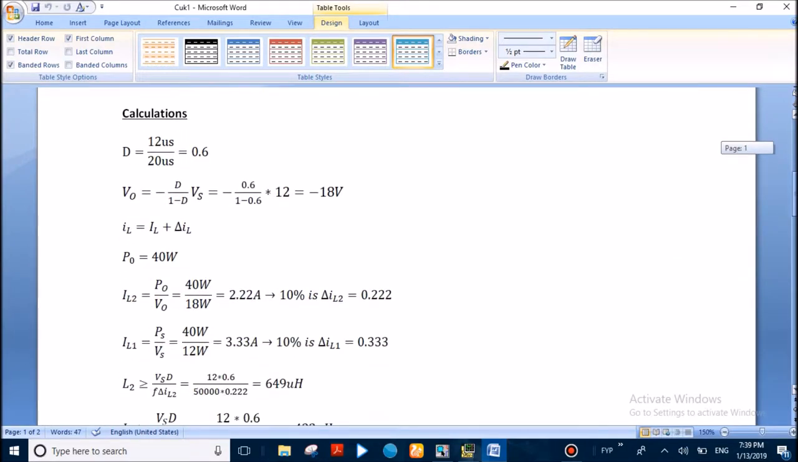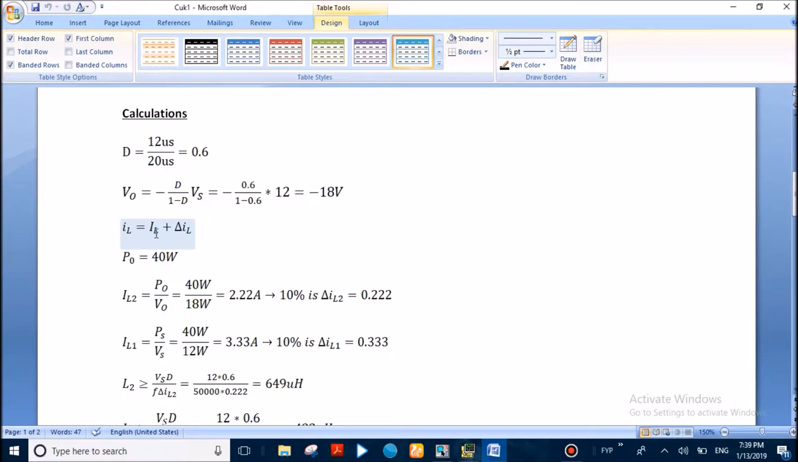So then calculations. The duty cycle can be found out by the high time divided by the total time. Then D is equal to 0.6. And the output voltage can be found out by this formula. If this duty cycle is greater than 0.5, it gives us a high value in magnitude, and if it is less than 0.5, it will give us a low value in magnitude. It will always be in reversal of polarity with the input.